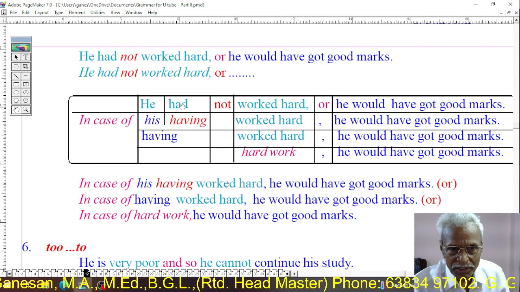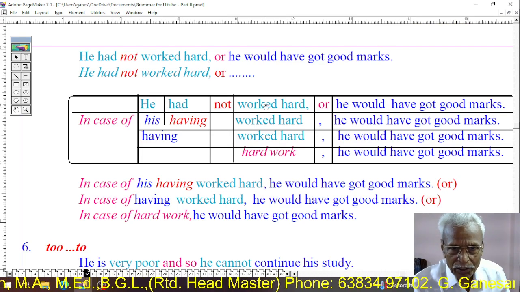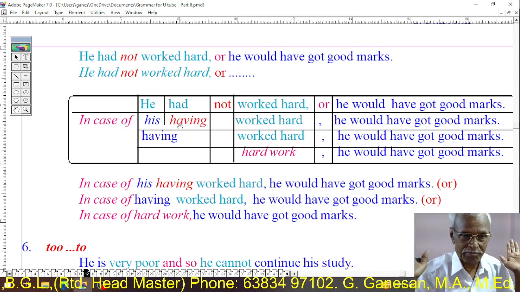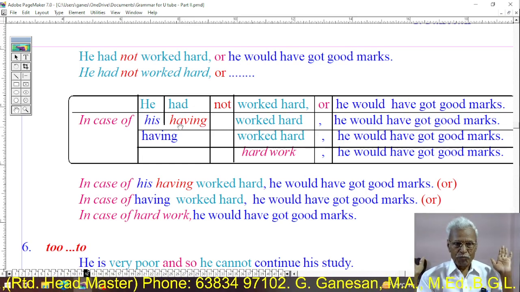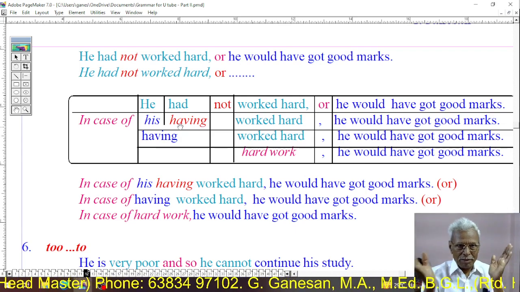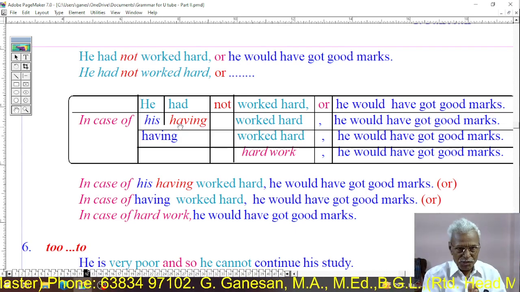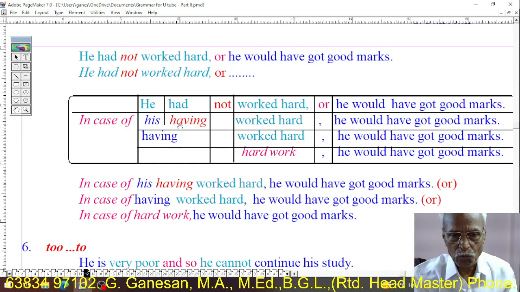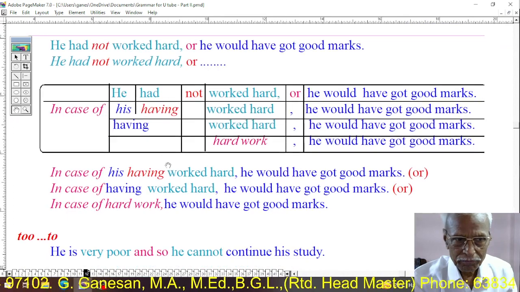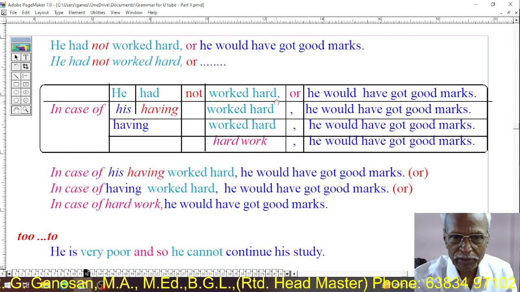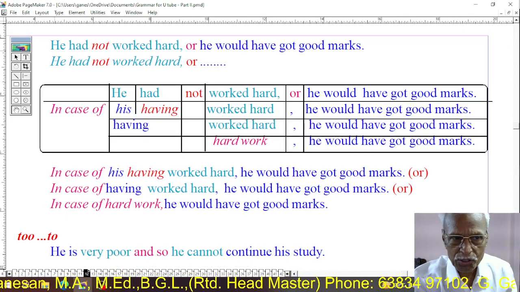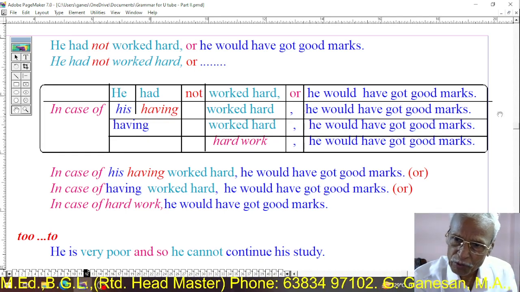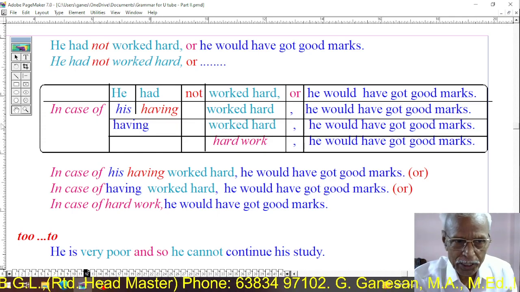He becomes his. Had worked has two verbs. The first verb, had, has been changed into having. Then things are over. See, he had not worked hard, or he would have got good marks. In case of his having worked hard, he would have got good marks.